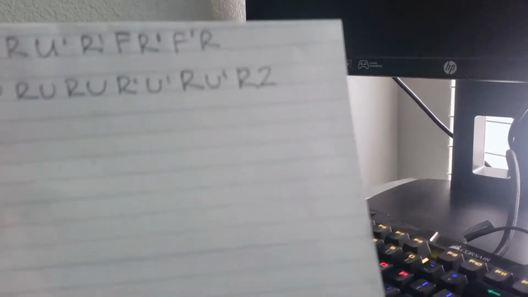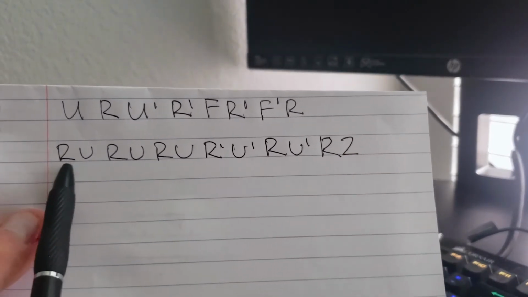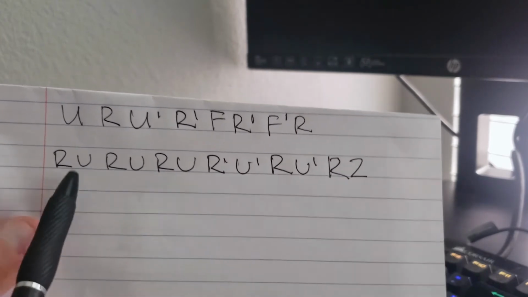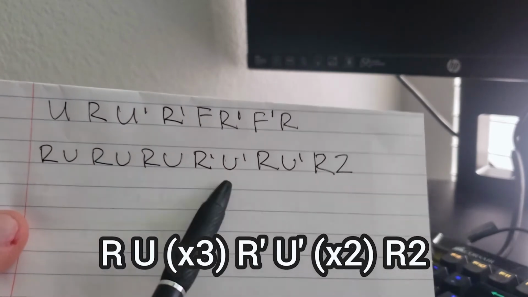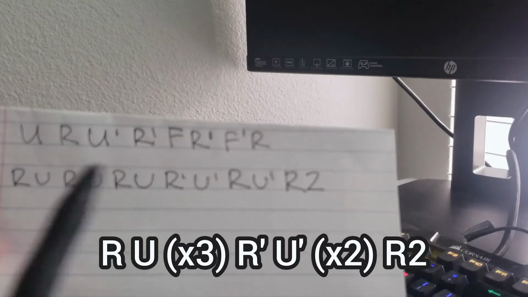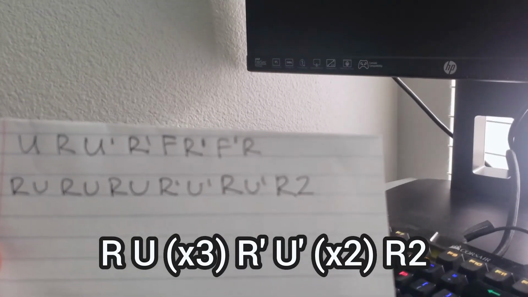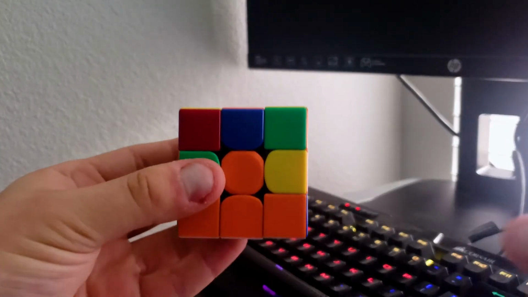Well, what happens if it's on the opposite color? Well, here's the algorithm for that. You can see it's very simple. You repeat the first one at least 3 times. R U, R U, R U. And then you just really invert it twice. R inverted, U inverted, R inverted, U inverted. Now, what is this 2 for? Well, it just means to do it twice. Pretty easy. Let's showcase that algorithm.